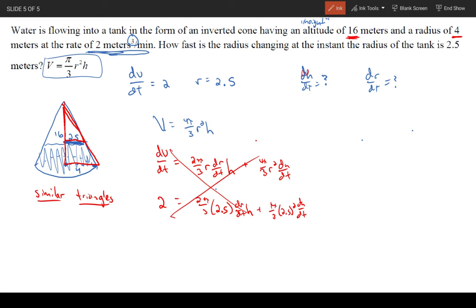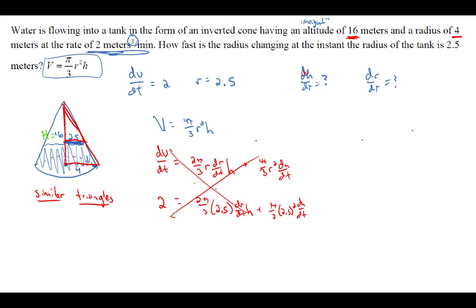So what we do with these similar triangles is, with similar triangles, you learned back in geometry that the ratio of their sides are equal if they're similar. So in other words, if I call this big H 16, and if I call this big R 4, and I were to write those as a ratio, 16 over 4, and then I called this 2.5 little r, and then I called this little h, the height of this smaller triangle.